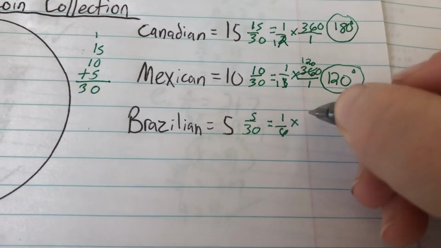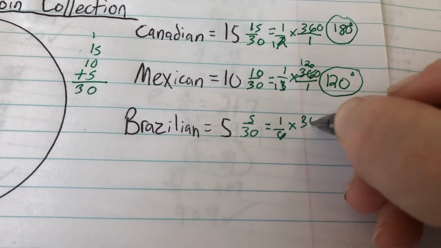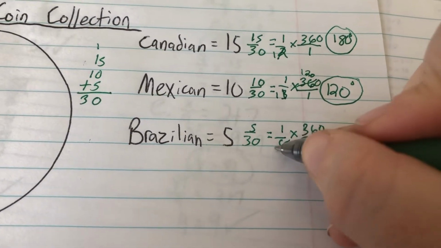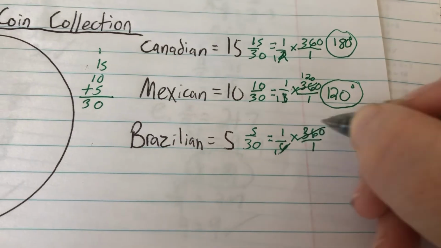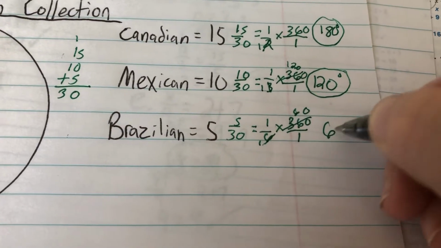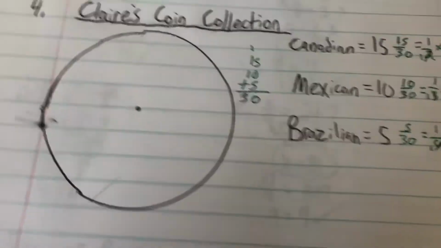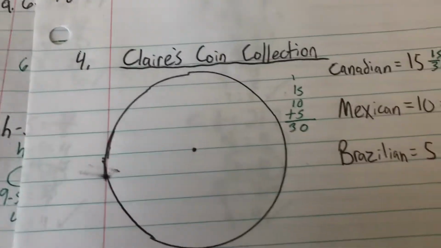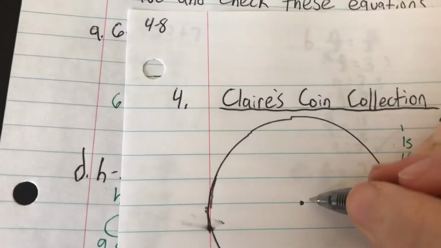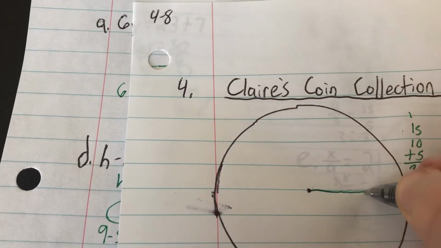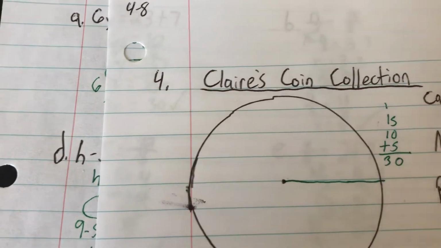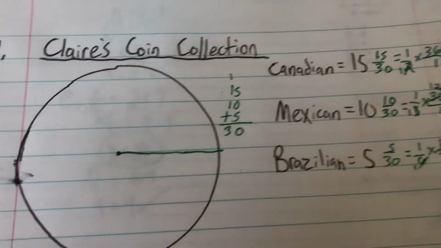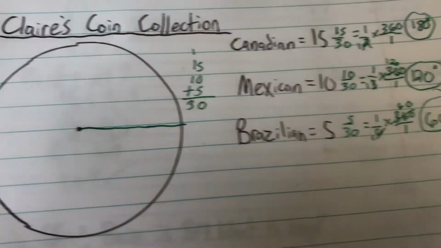Okay, 1/6 times 360 over 1. 6 goes into both of those, 1 and 60. So that's going to be 60 degrees. So then I get out my protractor. I'm going to go ahead and do my straight line for my vertex to start out an angle. I'm going to do my smallest angles first. It is easier that way.